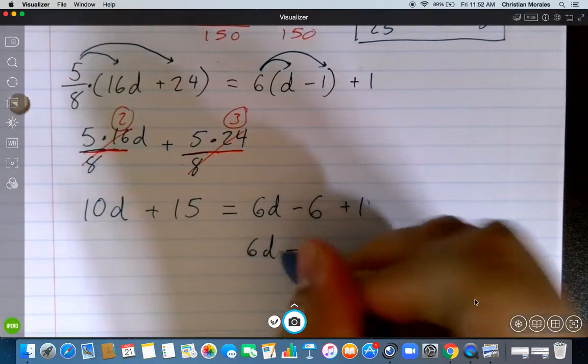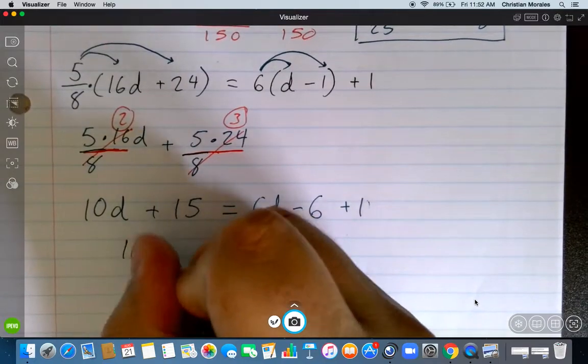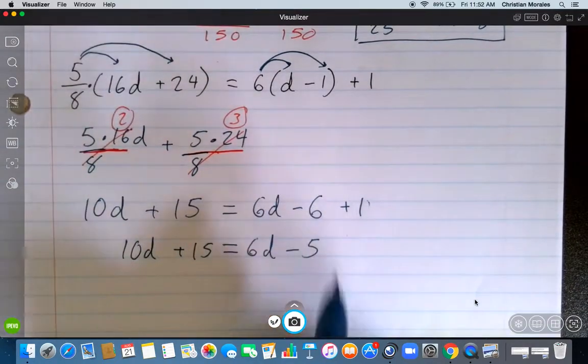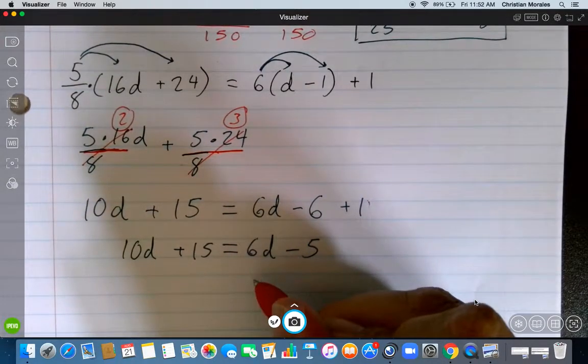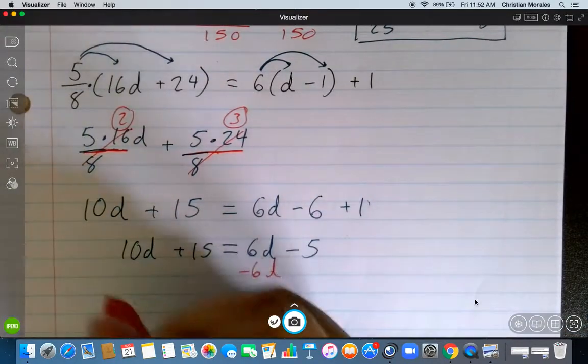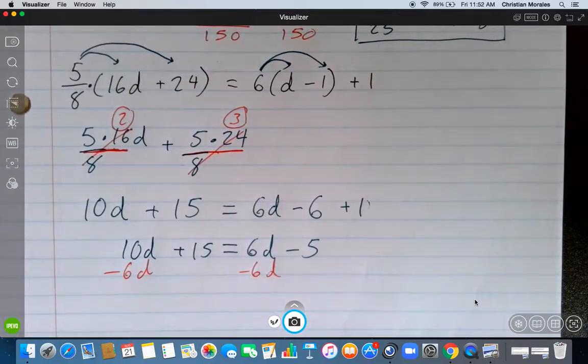So I have 6d, 10d. I have two d's that I need to put together. I'm going to move the 6d over using inverse operations, minus 6d to both sides.